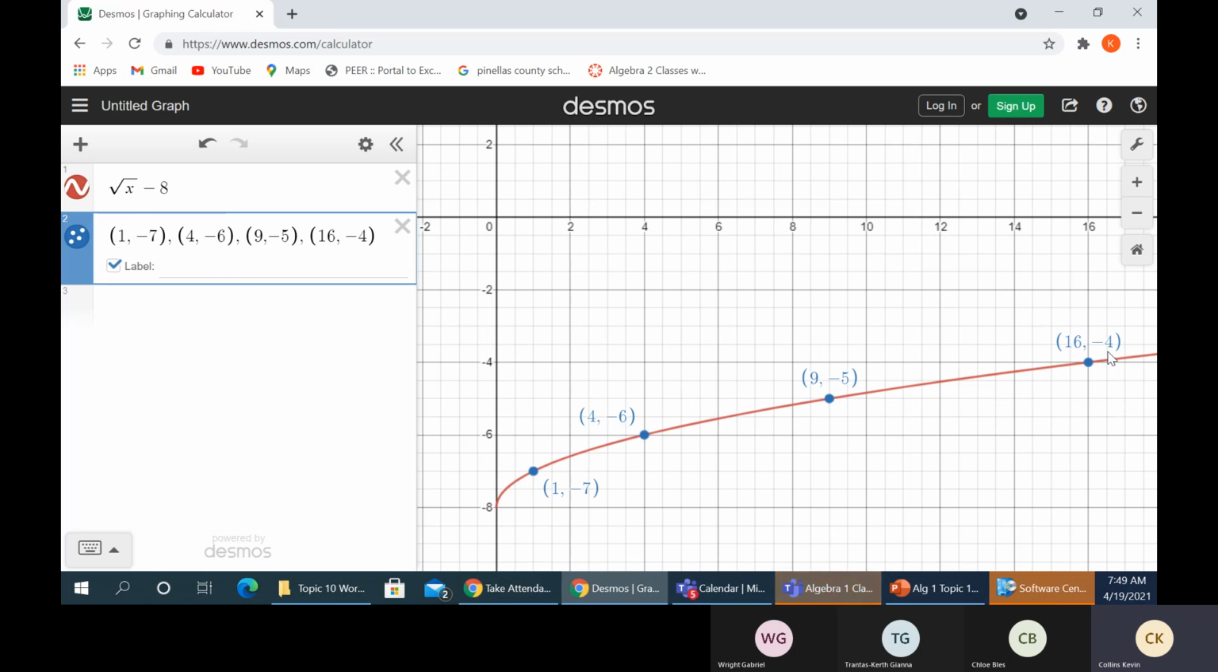Questions? Does that make sense? So you see that dropping down 8 was just subtracting 8 off of each of these y points from where our original guy was, right? Cool. And let's see if we've got time for maybe just one more, and then we'll work on this again tomorrow.